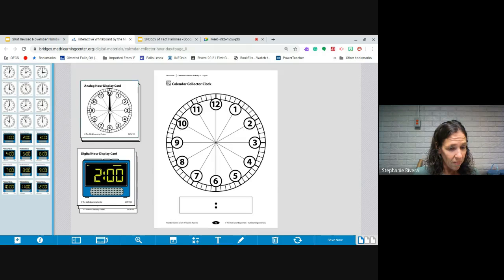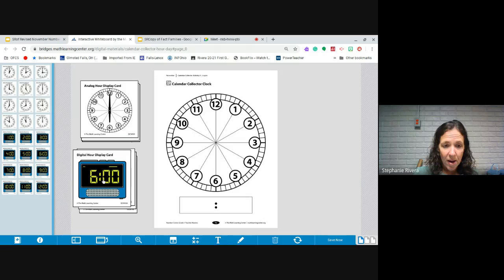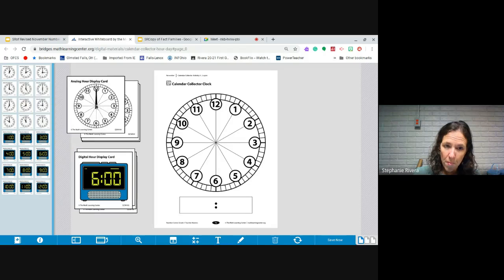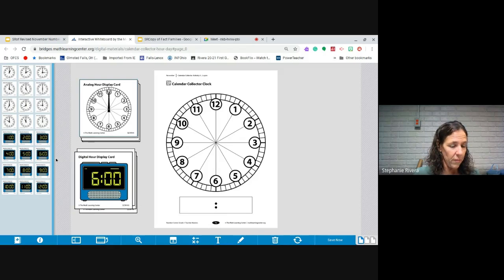What do you think? Oh, you got it. 6 o'clock. Short hand on the 6. Long hand on the 12. Minute hand on the 12. 6 o'clock. Now, how about if we put both hands on the 12?